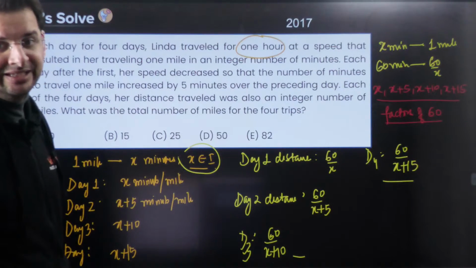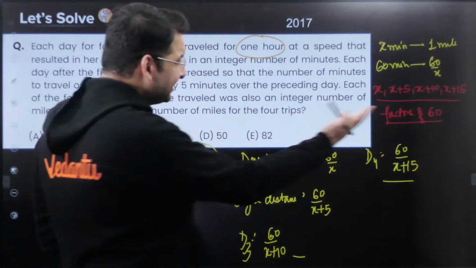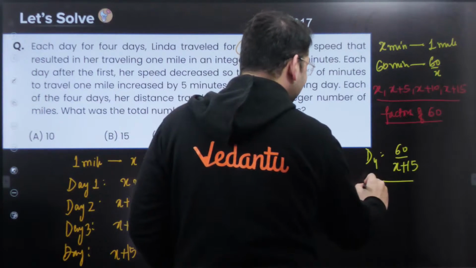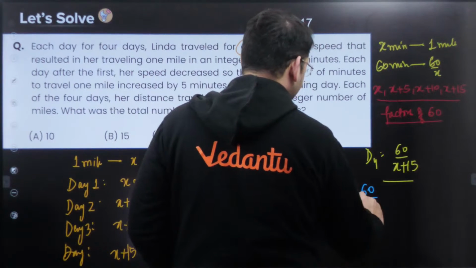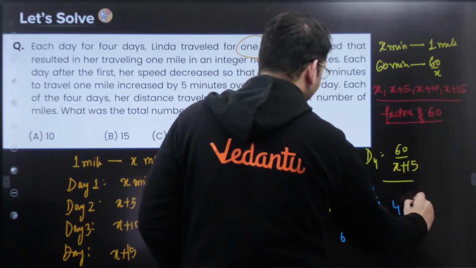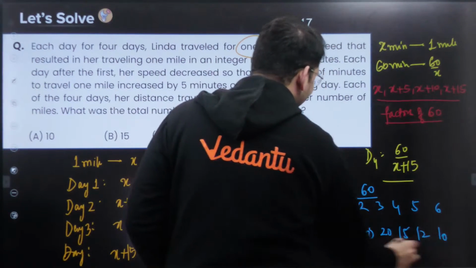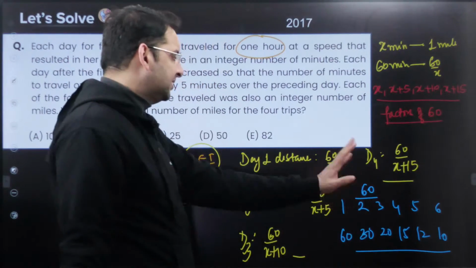ये सारे के सारे 60 के factors होंगे. I hope this is clear. तो उनमें से कोई एक ऐसा x होगा कि ये सारे के सारे integers भी होंगे. So factors of 60 लिख लेते हैं. कौन कौन से factors of 60 हैं? 1 है, फिर 60 है, 2 है, 30 है, 3 है, 20 है, 4, 15, 5, 12, 6, 10. So these are the factors of 60. So these are the possible values of x also, because x is one of the factors of 60.